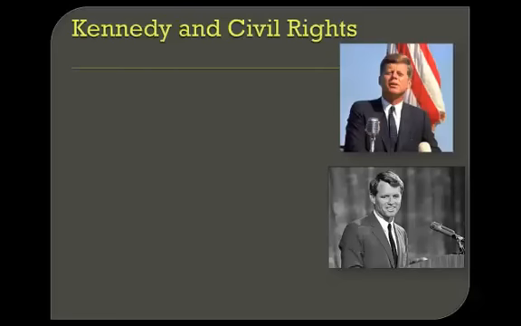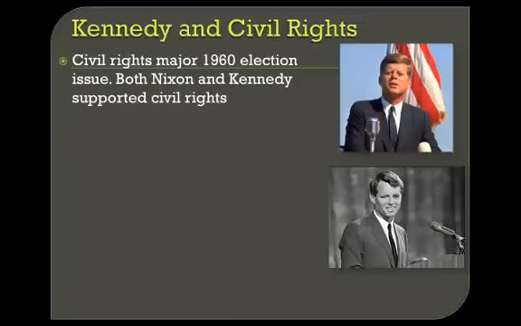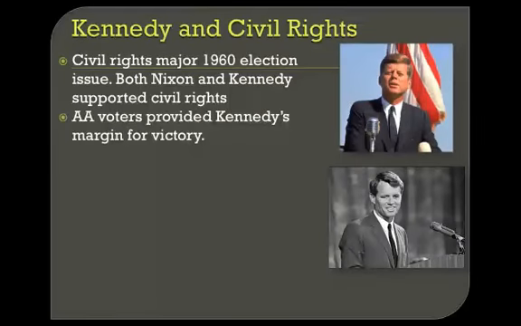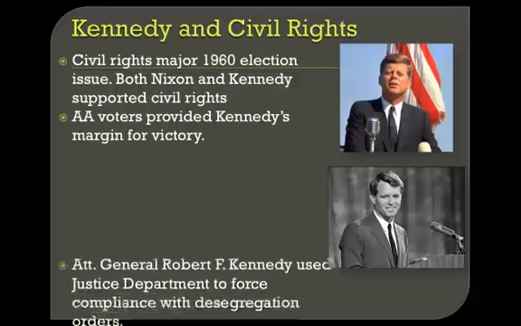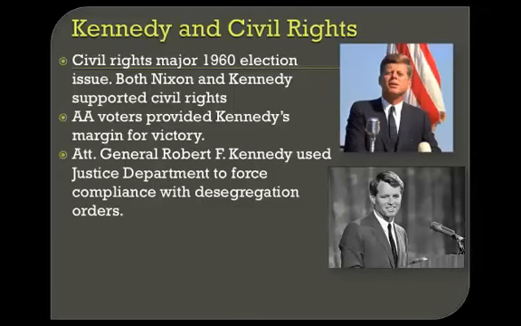So civil rights was a major election issue in 1960. Both Nixon and Kennedy supported some civil rights changes, and African American voters provided probably that margin of victory for President Kennedy. This was one of the closest elections in history. So Nixon lost, of course, and so you could say that the Kennedys were in the White House because of the African American vote.